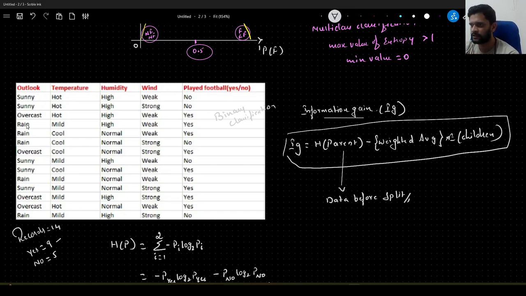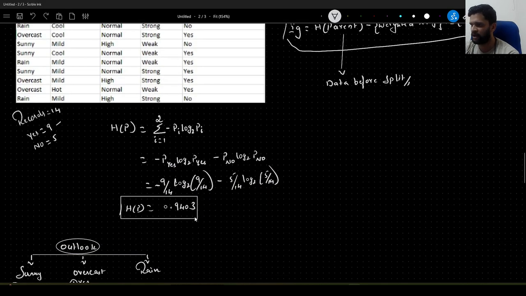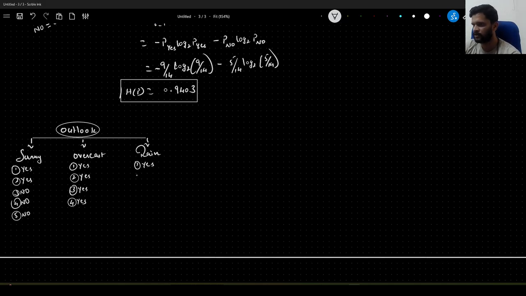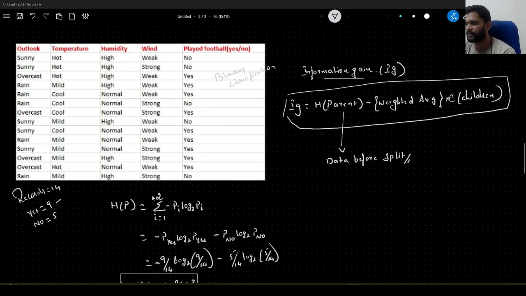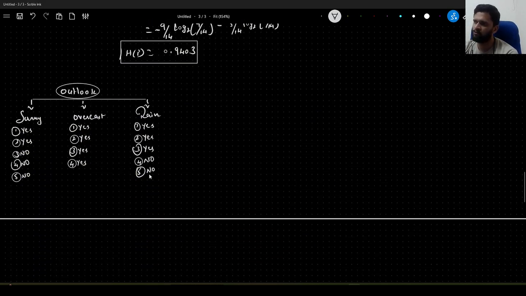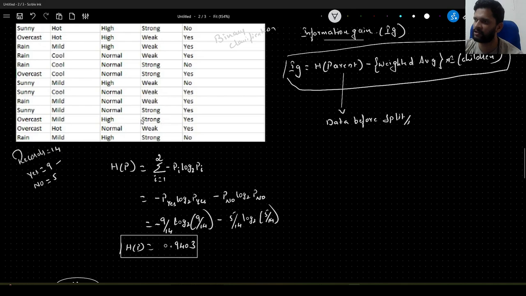So these three here are our rain outlook. 2 are yes, 1 is no. This one is yes. So 3 are yes, 1 is no. 3 yes, 2 no's. We have 3 yes and 2 no's when the outlook is raining. So let's just verify: 1 no, 2 no, and remaining are yes. Okay, so now we have our split at this particular feature, outlook.